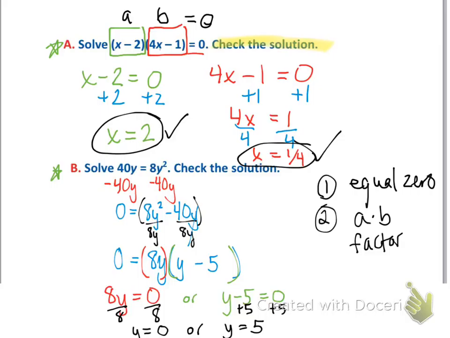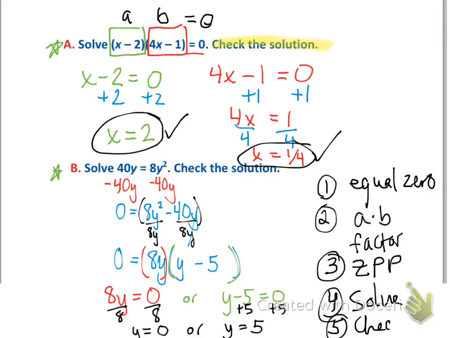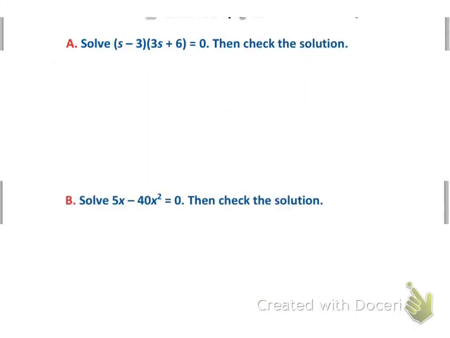So after I factor, the next step is to use the zero product property and the final step is to solve. Of course, you should always check, but I can't make you do that. Let's try a couple more for practice. Pause the video and give them each a try.